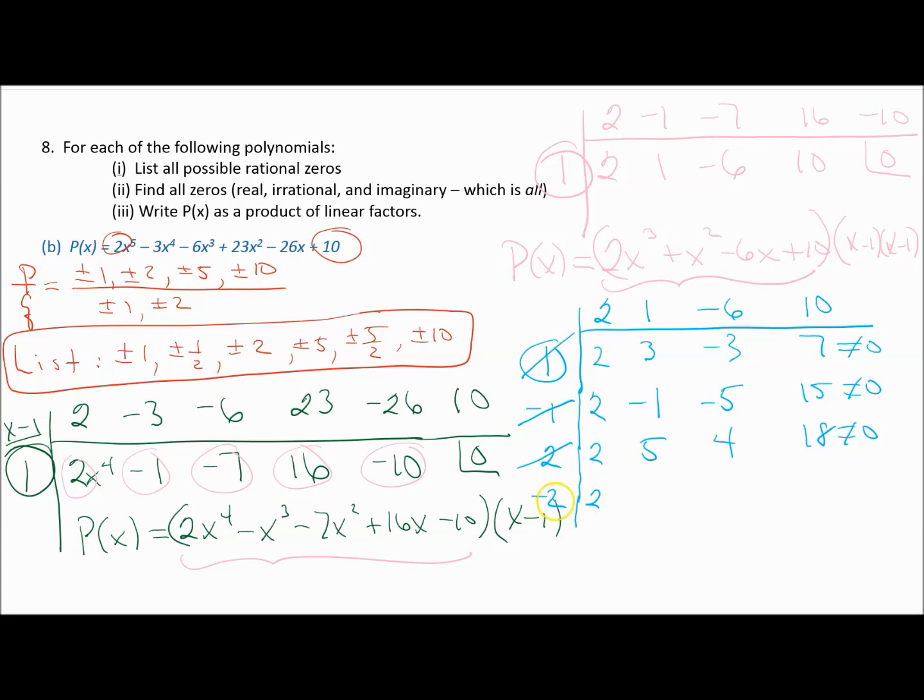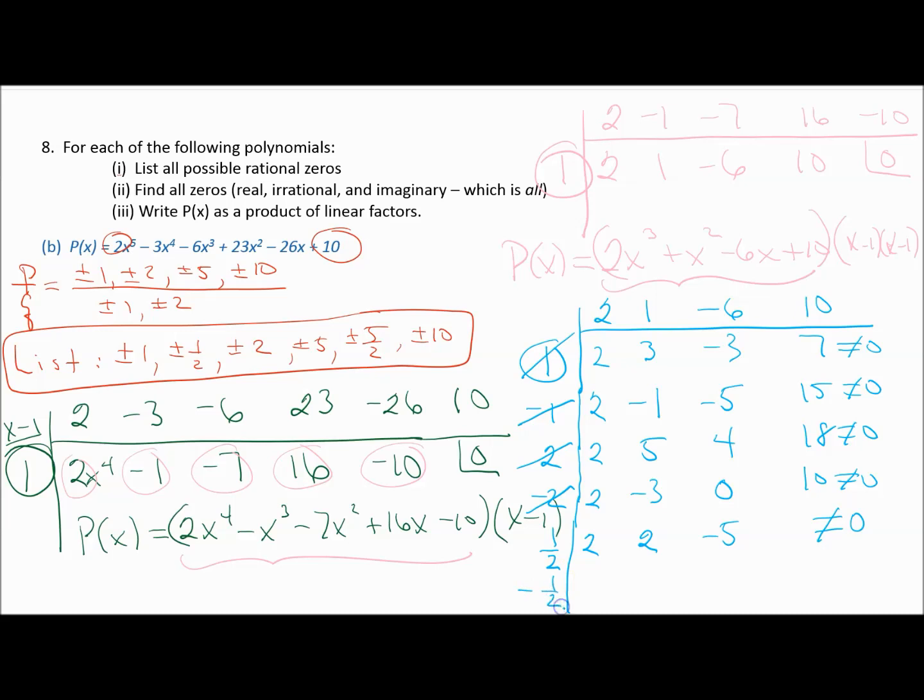Let's try -2. 2 comes down. -2 times 2 is -4 plus 1 is -3. -2 times -3 is +6 plus -6 is 0. -2 times 0 plus 10 is 10. So -2 is out. And I said, hey, let's check 1/2. You could wait till the end or go ahead and do it now. 2 comes down. 1/2 times 2 is 1 plus 1 is 2. Half of 2 is 1 plus -6 is -5. Half of -5 is -5 halves plus 10, which is not equal to 0. I don't know what it is, but it's not 0.